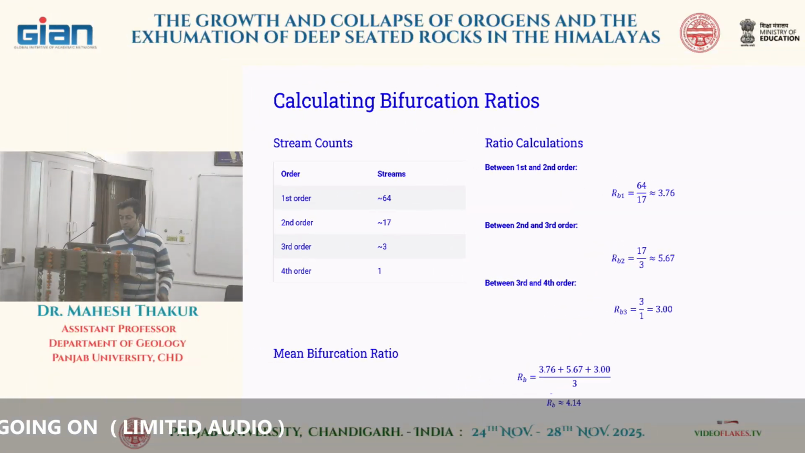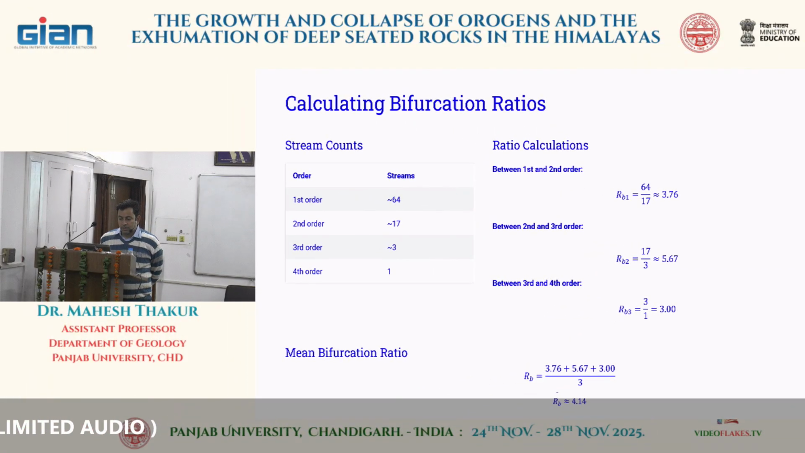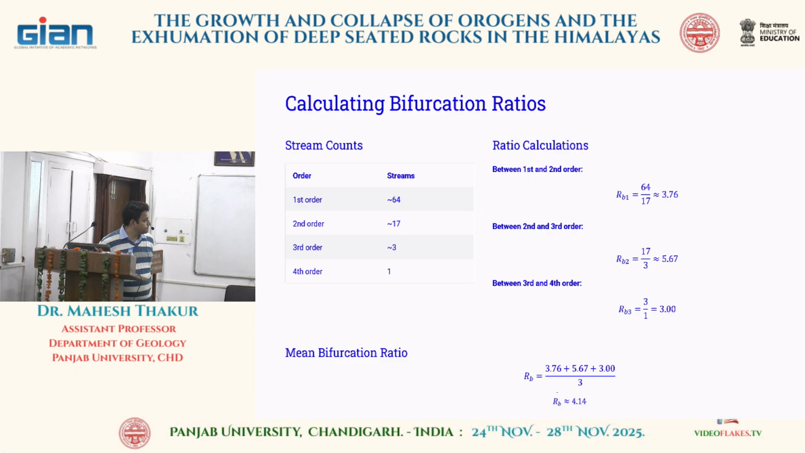Okay, so now 64 for first orders, second order 17, third order 3, and fourth order 1. Okay, so the ratio calculation between first and second order is 3.76, second to third order 5.67, and between third and fourth it is 3. So the mean bifurcation ratio you can calculate is around 4.14.